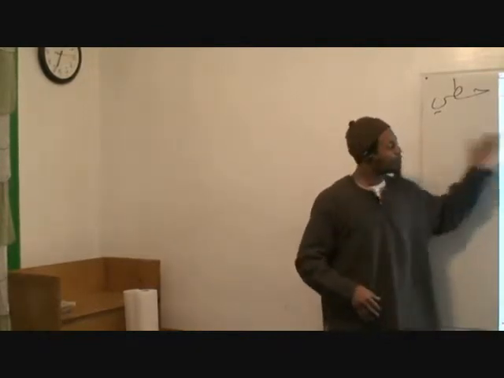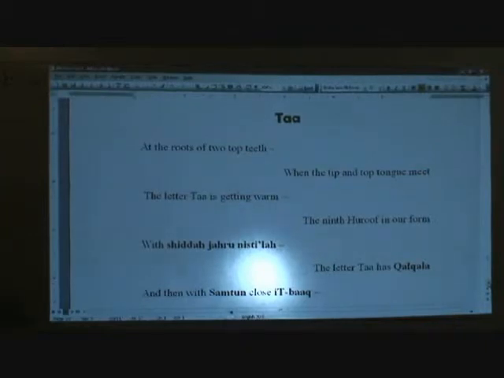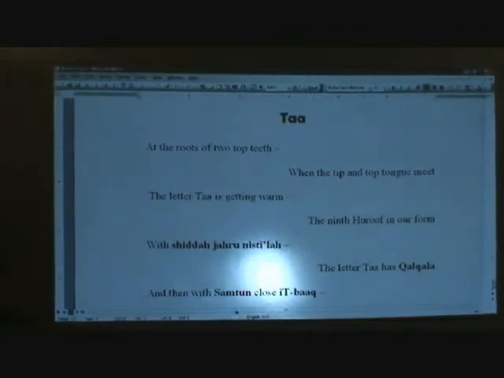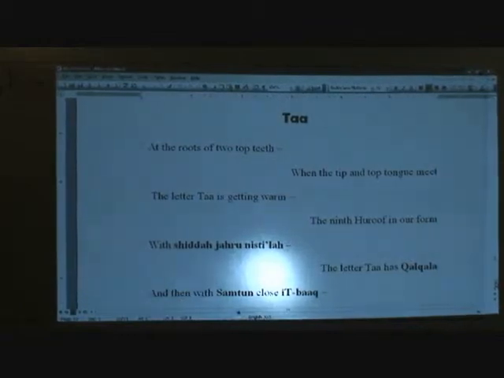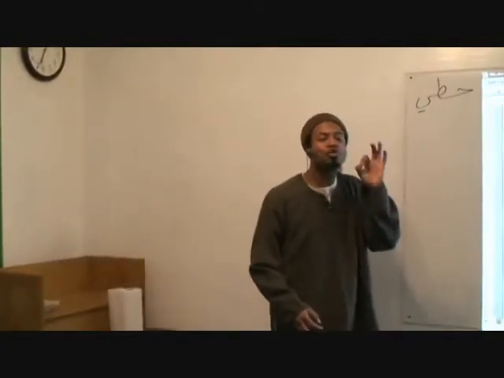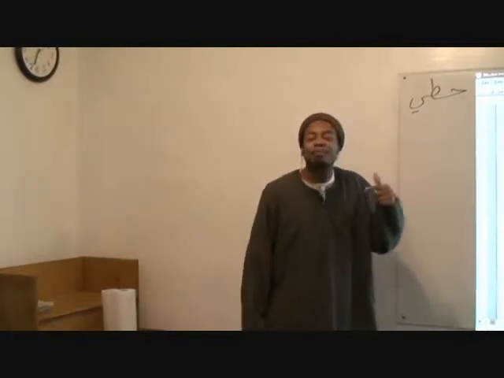That's what you're doing. Now, what we're doing, it says here, at the roots of two top teeth, when the tip and top tongue meet, the letter tha is getting warm, the ninth haruf in our form. Okay? And you see all these T's at the roots of two top teeth. Two top teeth. Say that. Two top teeth. When the tip and top tongue meet.